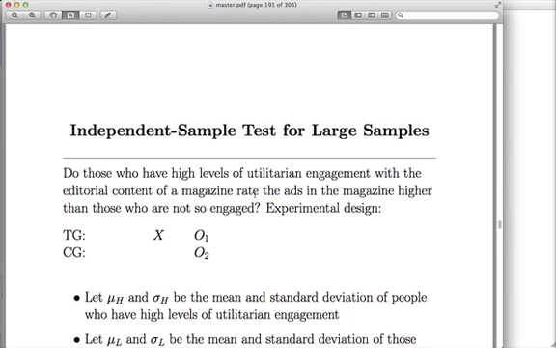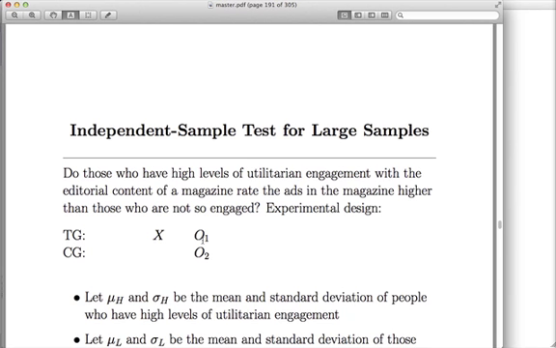All right, so here's the experimental design that we're going to study. We've got a control group and a treatment group. The control group is a group of people who really don't get turned on in a utilitarian way by this magazine. The treatment group, on the other hand, definitely has this experience, and they'll say, I get good advice and so forth. This magazine is important to me because it gives me good advice and tips. So the treatment group is utilitarianly engaged, the other one is not.